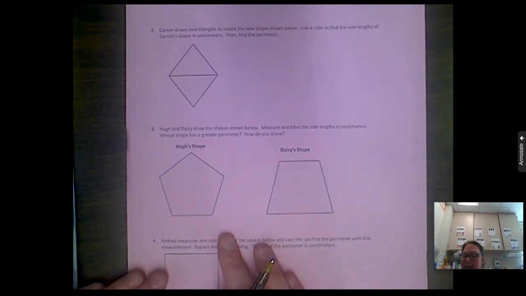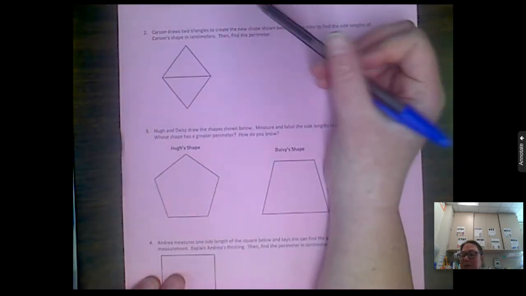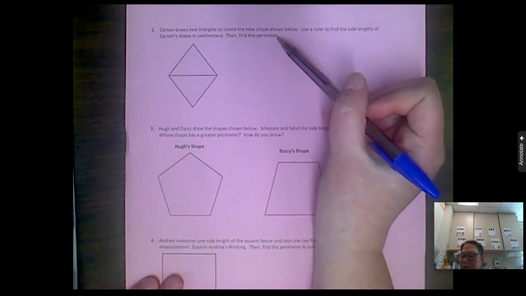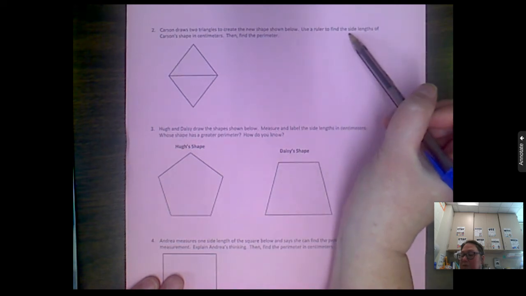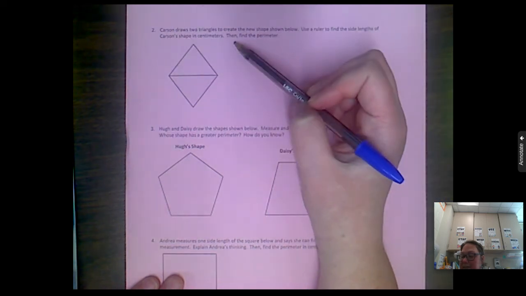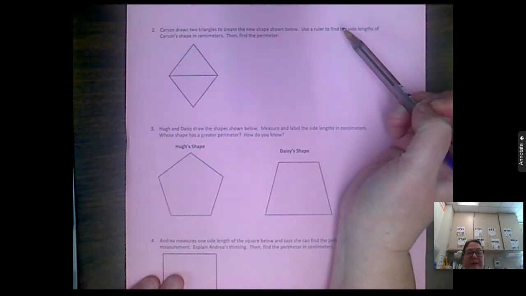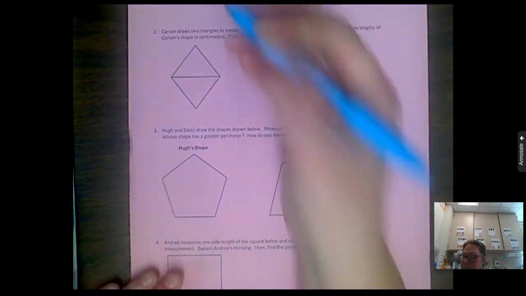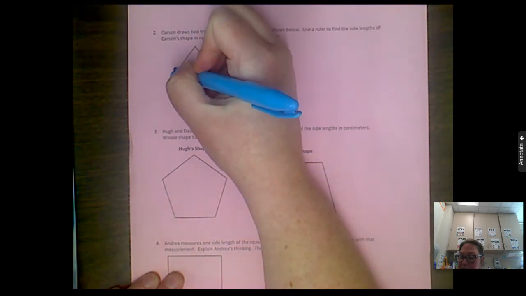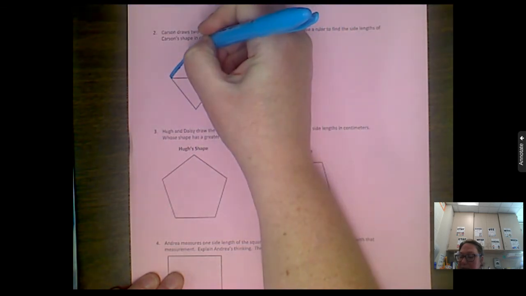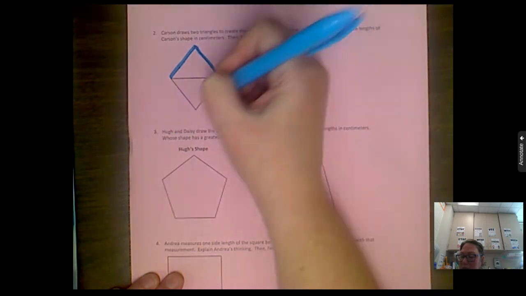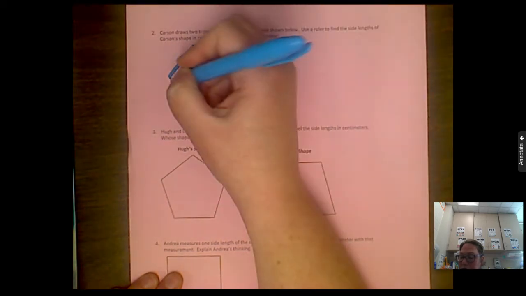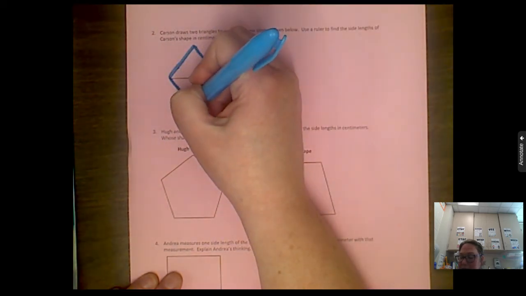All right, on the back, flip it over. Carson draws 2 triangles to create the new shape below. Use a ruler to find the side lengths of Carson's shape in centimeters, then find the perimeter. So here's the deal. If I want to do perimeter, you can use your pencil or you can use a highlighter or a crayon. I want to find the distance around the outside of this shape. So he took 2 triangles to put together to find the perimeter.